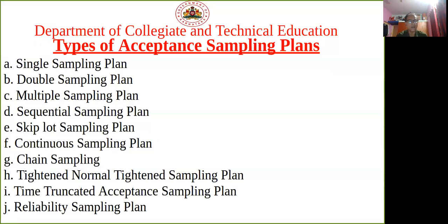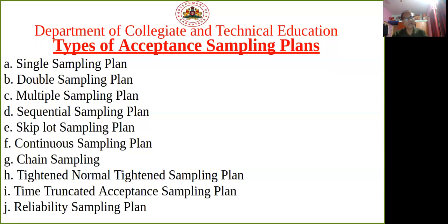As the name single sampling plan indicates, we are going to select only one sample. That's why it is called a single sampling plan. And the second one is the double sampling plan.